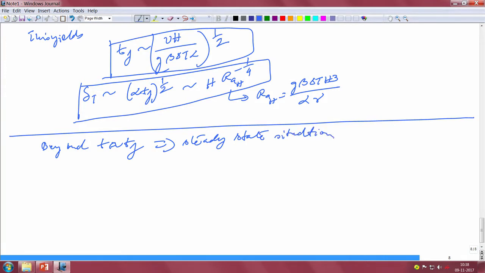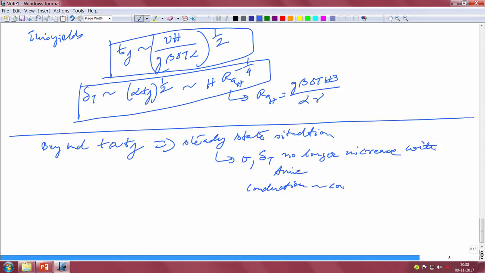That means a steady state situation in which your V and your delta T should no longer increase with time, as the unsteady term has become redundant at that particular point. So, it is basically a balance between conduction and convection, with these velocities, and the boundary layer thickening is not happening anymore.